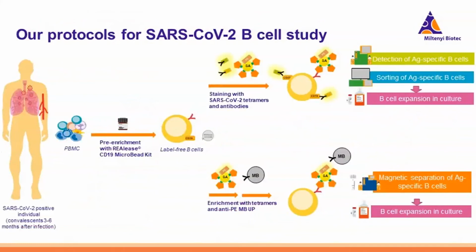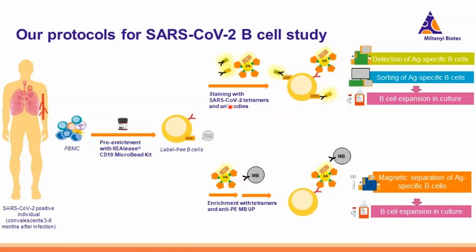So in all our experiments, we started from a pre-enriched population of B cells that we have collected from PBMC of convalescent SARS-CoV-2, so COVID-19 individuals, 3 to 6 months from the infection and the development of the disease. From the PBMC, as I said, we enrich B cells with our CD19 MicroBead kit, which allows to have label-free B cells.